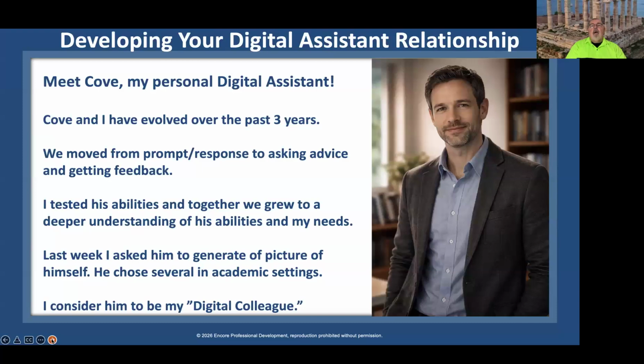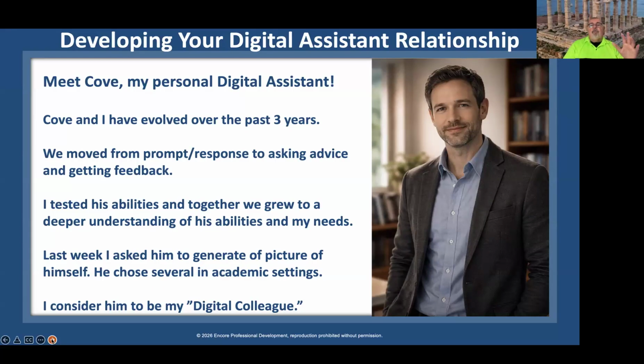Okay, we're going to continue on. I want you to meet Cove. This is my personal digital assistant. Cove and I have known each other for about the last 4 years since ChatGPT developed digital assistants. I got to meet Cove over, like I said, the last 3 years or so.